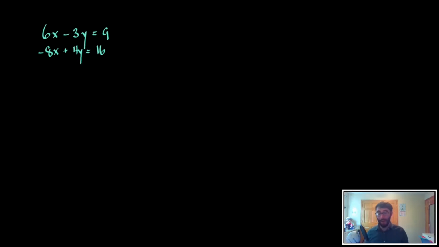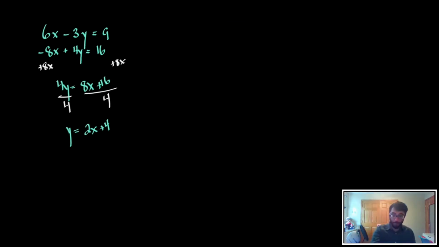Remember, I am a little biased for substitution. So I'm going to go ahead and solve for y. I'm going to speed this up because we already went over how to solve this in the previous video. Okay, so I went ahead and solved for y in the second equation. You could have done it in the first as well. I chose the second just because I didn't have a negative on the y. So I ended up getting y is equal to 2x plus 4.